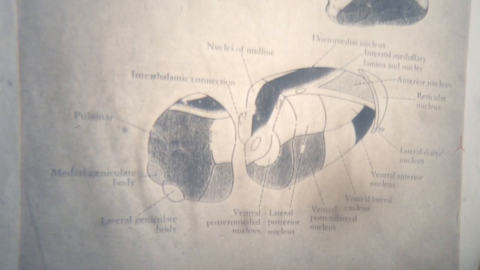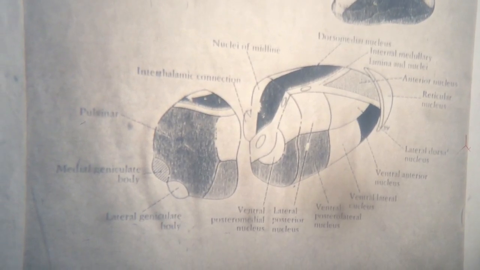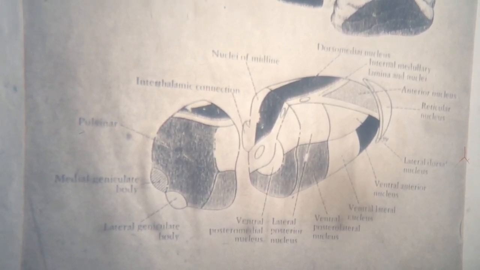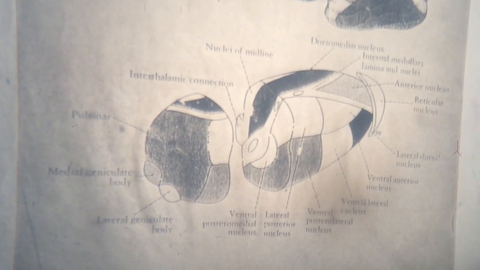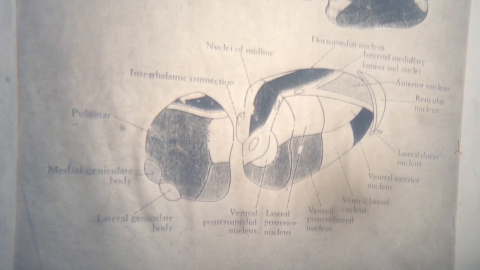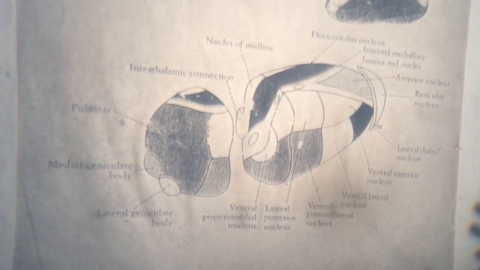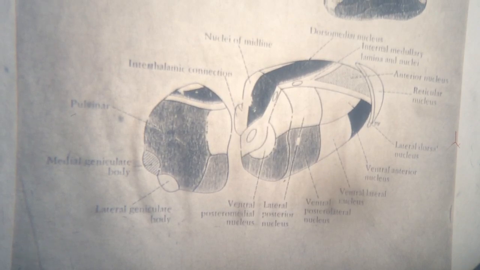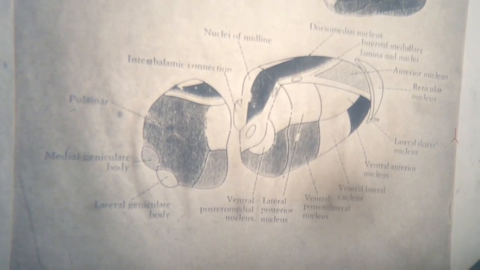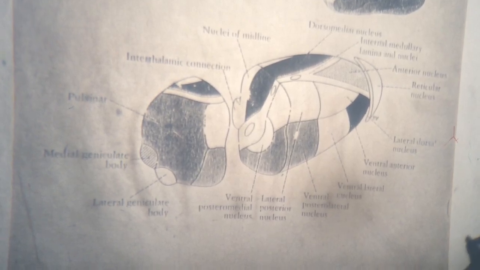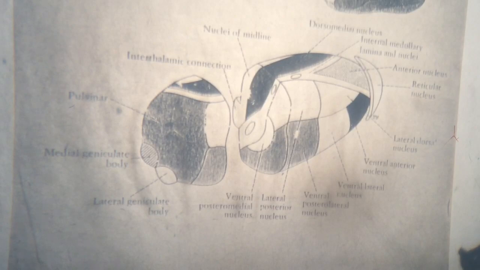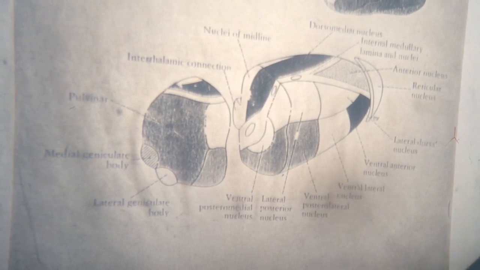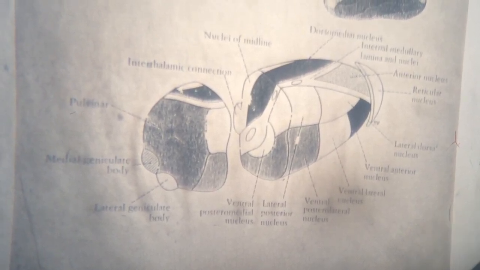Their connections are with the cingulate gyrus, parietal lobe, temporal lobe, occipital lobe, and also with the other thalamic nuclei.